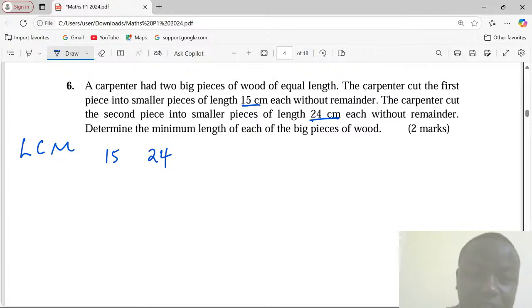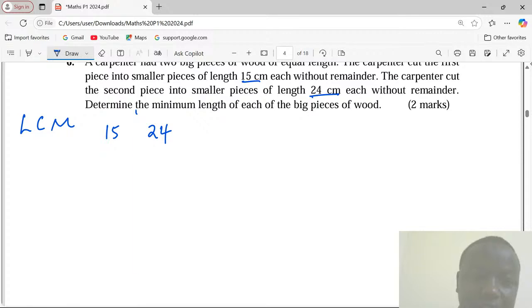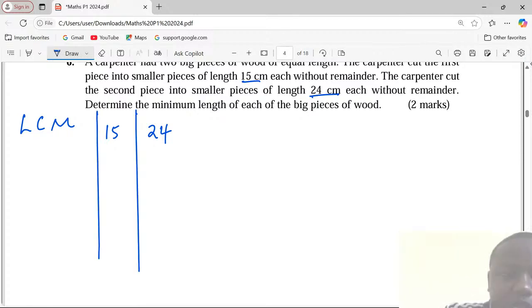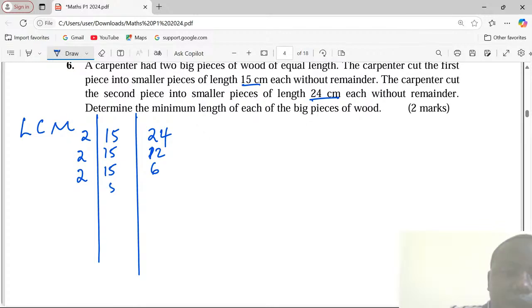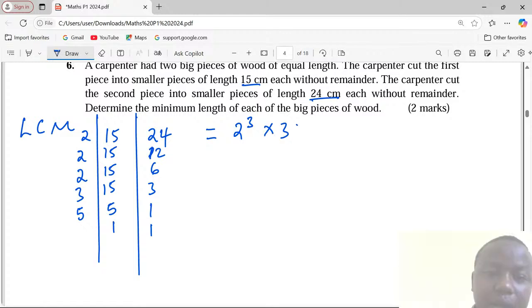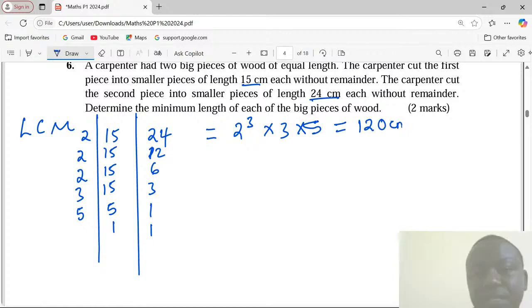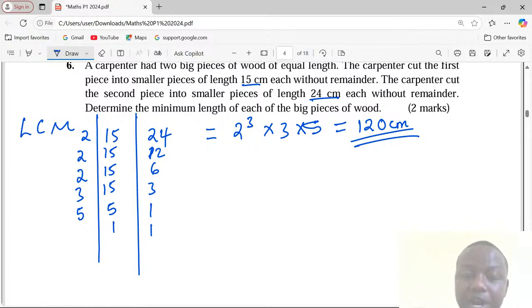So the LCM of 15 and 24 can be calculated very easily. You can get the prime factors making both 15 and 24. We begin by 2: 15, 12. By 2 again: 15, 6. By 2: 15, 3. By 3: 5, 1. Then finally by 5: 1, 1. Therefore, the LCM is going to be 2 power 3 multiplied by 3 multiplied by 5. And this is going to give us exactly 120 centimeters. So the pieces of wood were measuring 120 in each case.